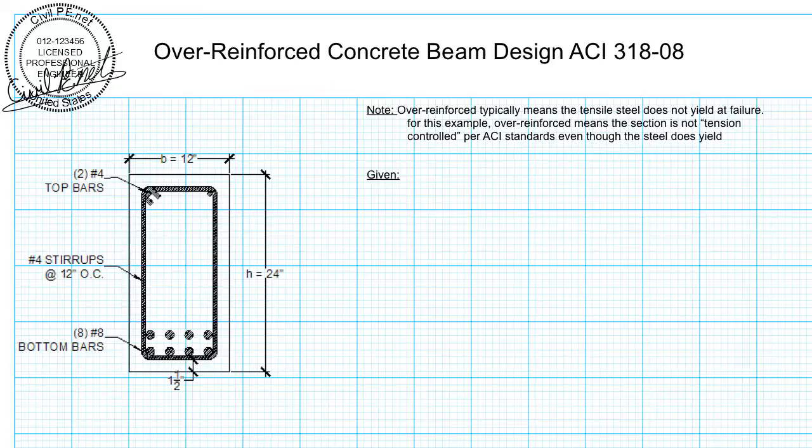All right, we're going to revisit our rectangular concrete section once more. Now this time we're going to go the other way with it. Instead of checking minimum steel, we're going to go to the realm of maximum steel for a given section.